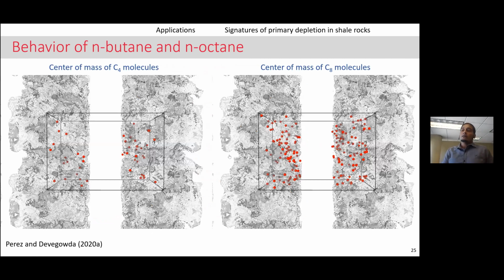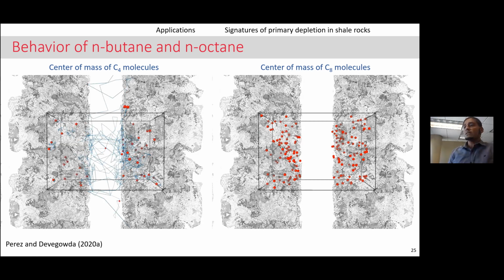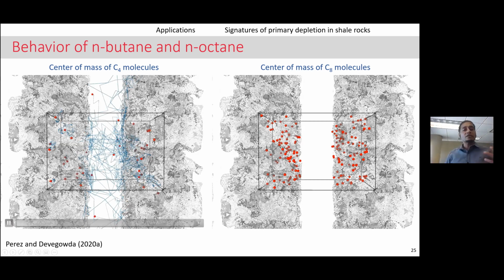And so here's another picture that I'm going to show you. I'm going to show you the center of mass of butane molecules on the left-hand side. And these red dots represent the center of mass of the butane molecules. On the left-hand side, I have a Kerogen blob. On the right-hand side, I have this Kerogen blob. And here's a 13 nanometer space. And as I run this simulation, we're just focusing on the butane molecules. And you can see that quite a few butane molecules do end up in this space over here and eventually can become producible or are available to be produced.